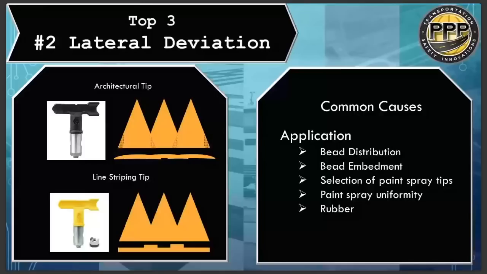So some common causes for non-uniform markings: the application is number one. Things like bead distribution or dispersement, embedment. We talked about that a little bit, and how that can affect it. The selection of spray tips. I've trained a lot of airports over the last 15 years and have realized that they don't all use the same equipment, even right down to the type of tip. So all I really want to say about this is that there's a right way to do things, and then there's every other way. But you want to spray your paint or whatever coating uniformly.